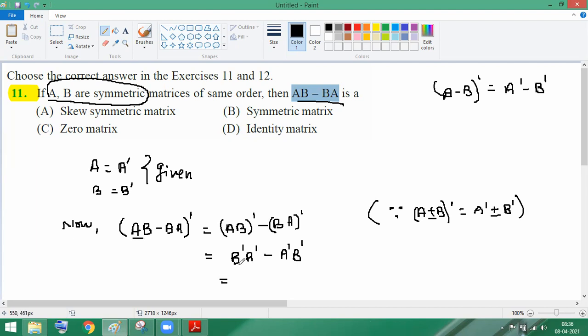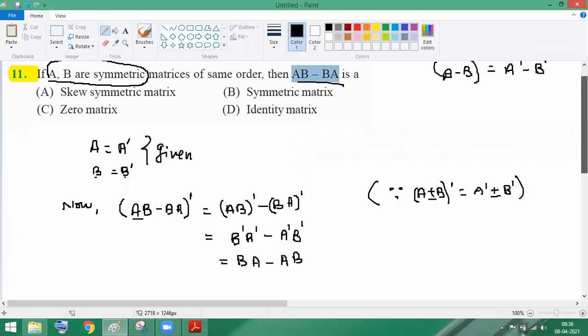Now tell me, what is B dash equal to? B dash is equal to B. And what is A dash? A dash is given as A. So I write this as A, and B dash equal to B. Any problem? Now guys, if you look at this part, can I take the minus common? If you take the minus common, we get AB minus BA.